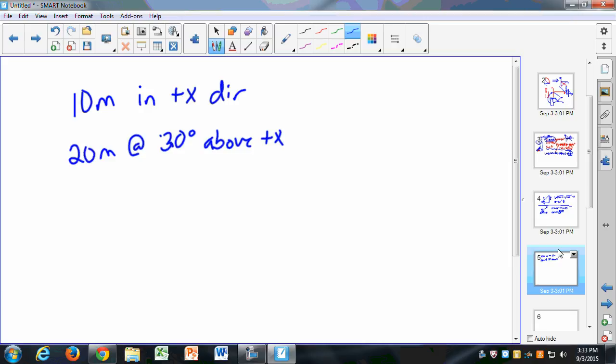So I like to draw the vectors first. 10 meters in the plus x direction looks like that. It's on the x-axis. 20 meters at 30 degrees above the x-axis looks like that, where this angle is 30 degrees. And so our resultant vector will look like this. I want to know what is the length of this vector, and then also what is this angle. I'll call it theta. You will have one like that. That's very similar to the spelunker problem, except on that one you just had a third vector. But it works out exactly the same way.